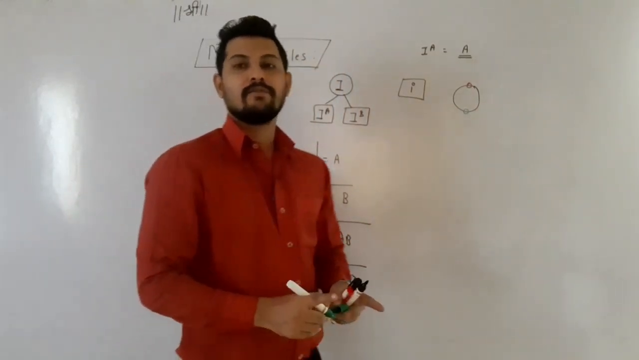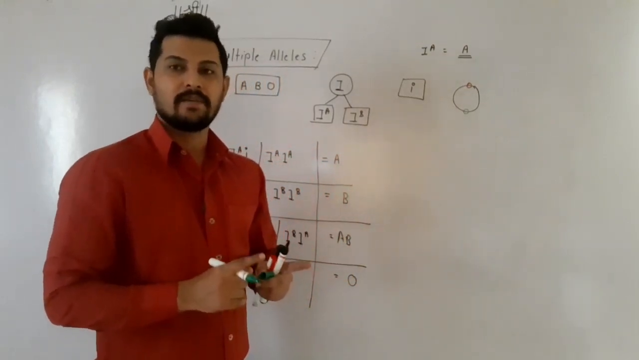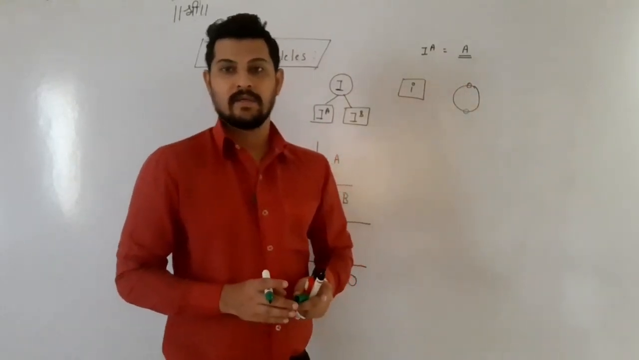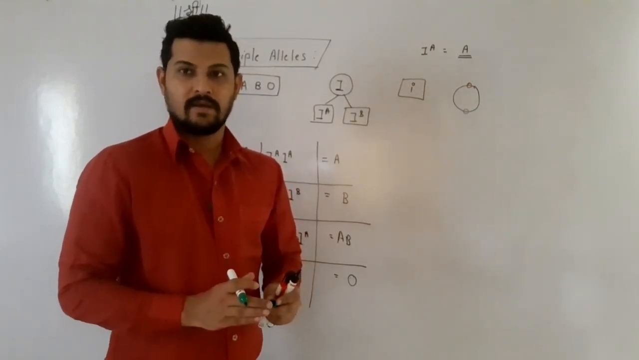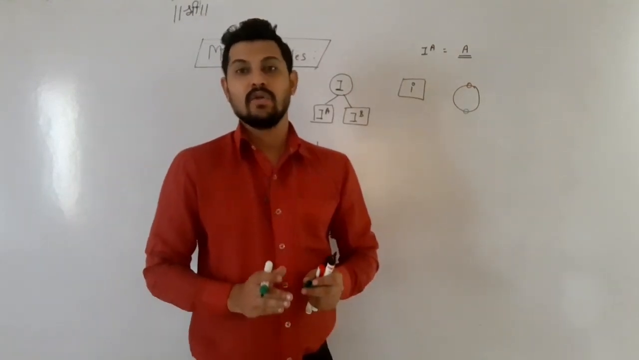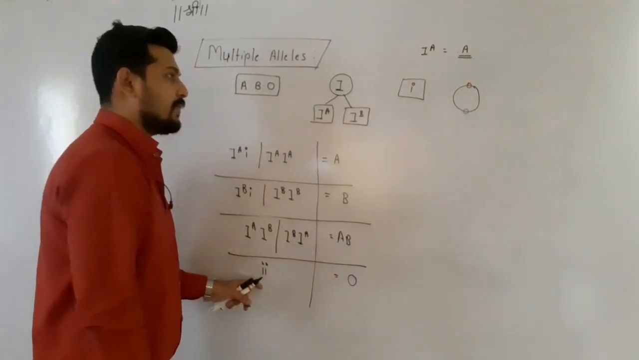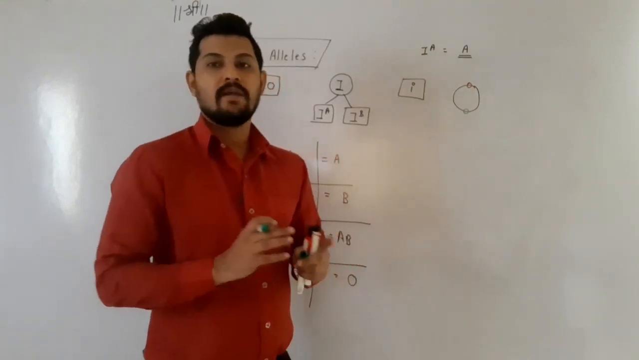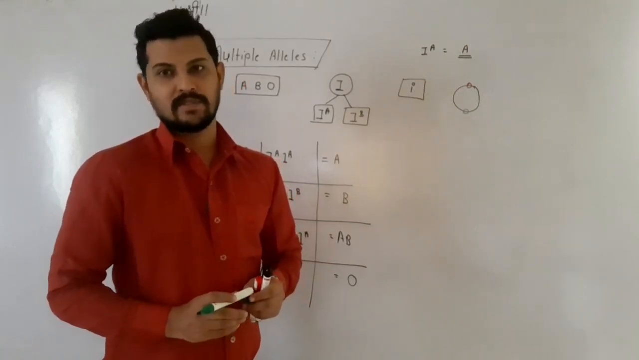If both types of carbohydrates, A and B, are present in the RBCs, then the blood group is AB. And when A and B both are absent from the RBC's membrane, the blood group is O. So when both the alleles are recessive, the blood group of the person is O, because the A and B types of carbohydrates are not produced within the membrane of the RBCs.